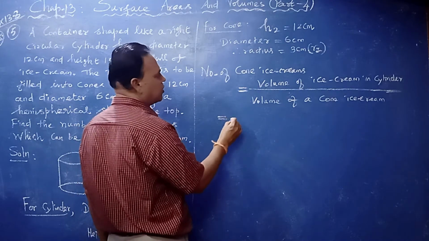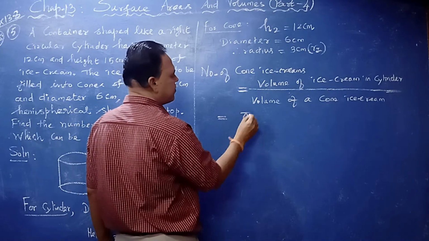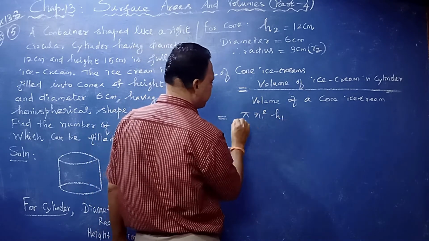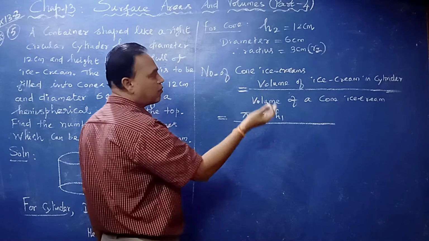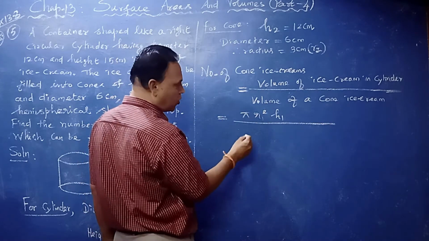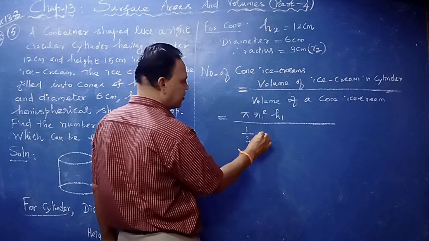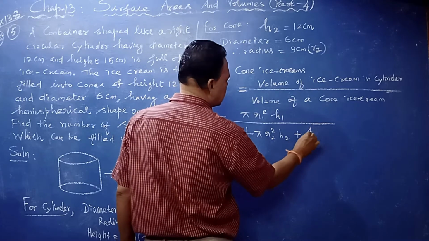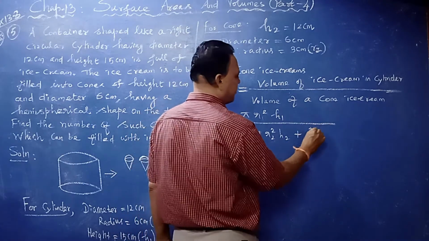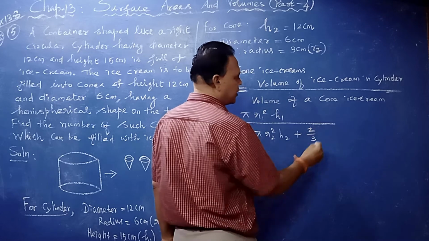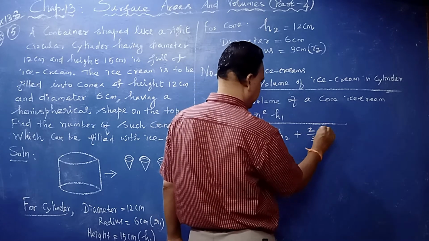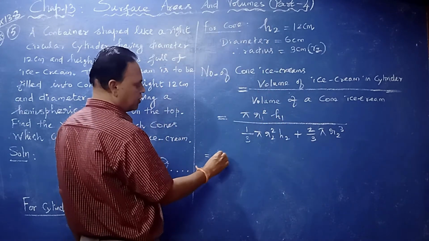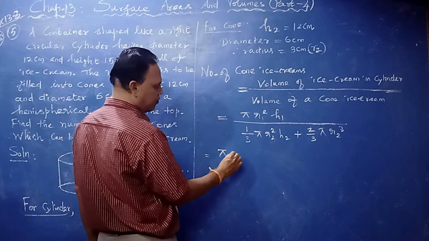So volume of ice cream in the cylinder is pi R1 squared into H1, divided by the volume of cone ice cream. Volume of cone is 1 by 3 pi R2 squared H2, plus the volume of hemisphere, that is 2 by 3 pi R2 cube. So now first you have to derive the formula.